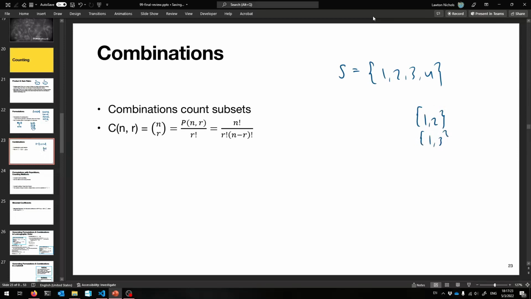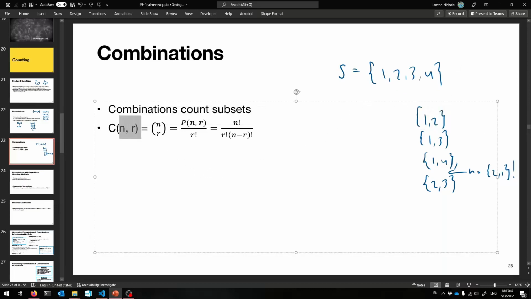You can have 1, 3. You could have 1, 4. You can have 2, 3 next. There is no 2, 1. You don't want to double count because that's already been said. 1, 2. See that? So combinations count subsets, keeping track of the idea that you don't have duplicates. Order doesn't matter for subsets, and so that gives you this CnR relationship.